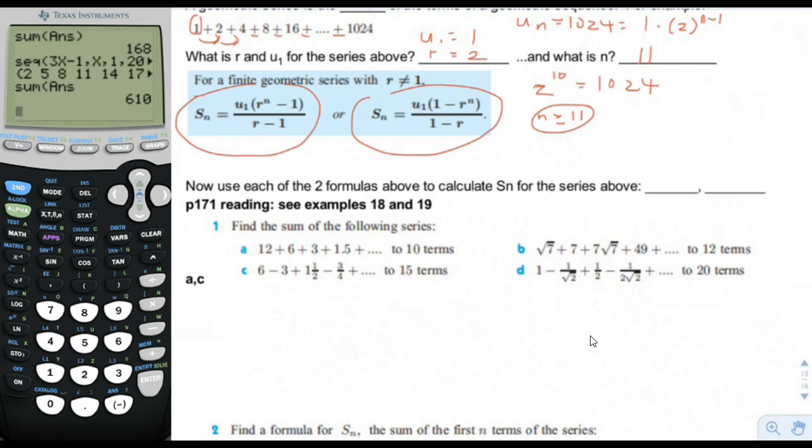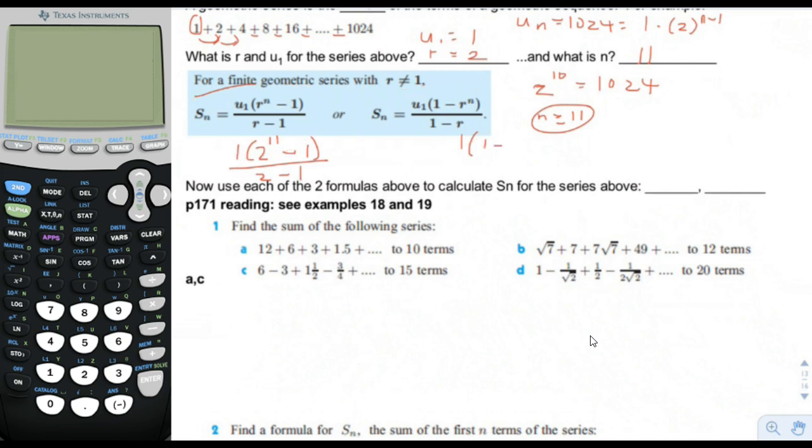Okay, so first we're going to use this one, and so it'll be 1 times 2 to the nth, the n is 11, minus 1, divided by 2 minus 1. And the other possibility is this one, so it'll be 1 times 1 minus 2 to the 11th over 1 minus 2.